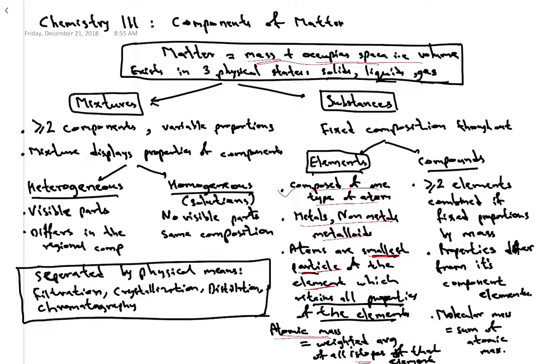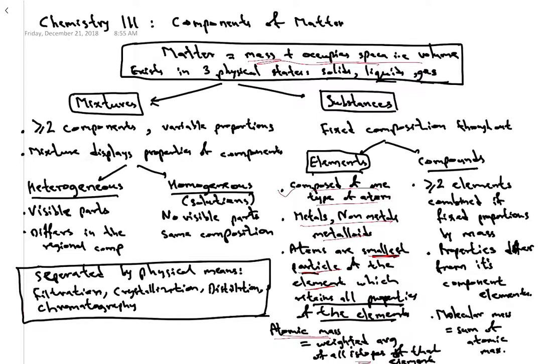Masses come in two flavors, either mixtures or substances. The major difference between them is that mixtures have two or more components, and these are of variable proportions. So the components are mixed in various ratios, whereas substances will always have the same components mixed in the same ratio. So it's a fixed composition. Mixtures, because they have two or more components which are not chemically mixed, they are just physically mixed, will display properties of each of the components.